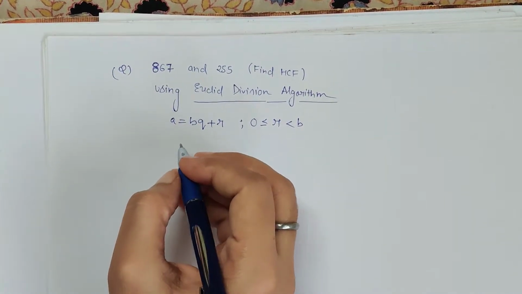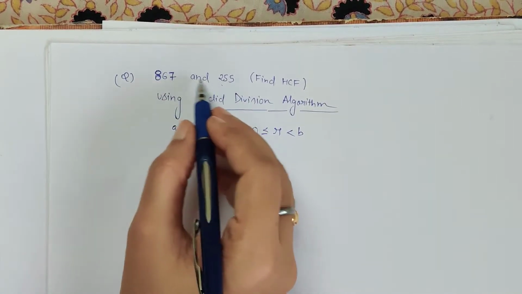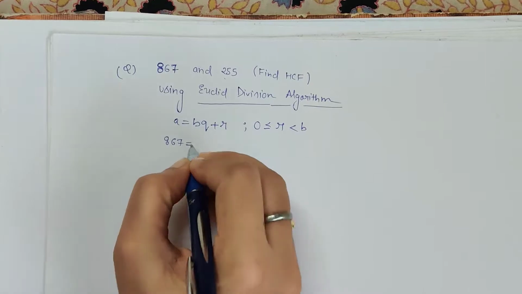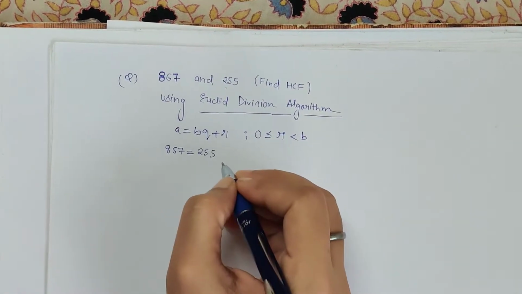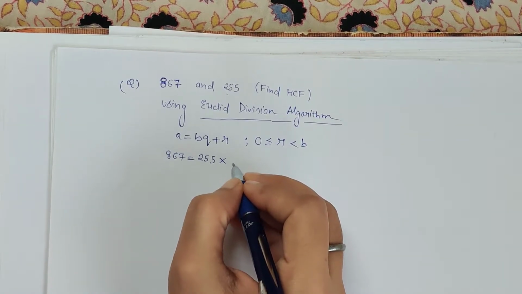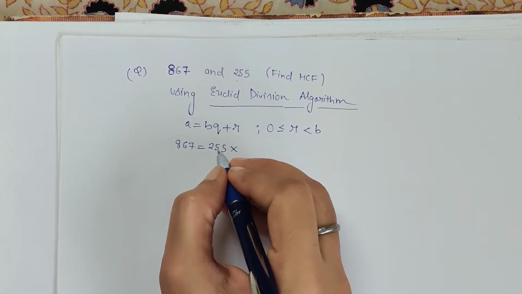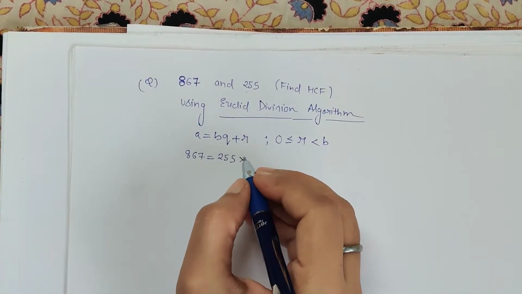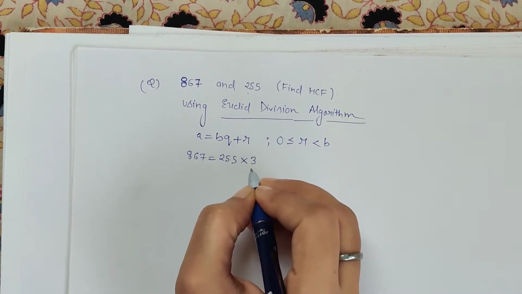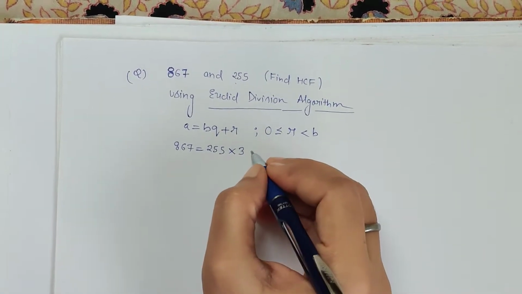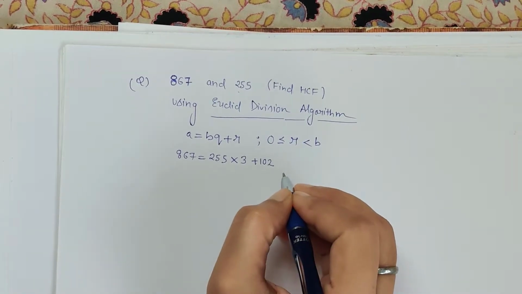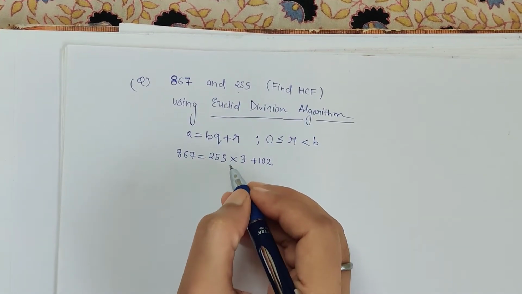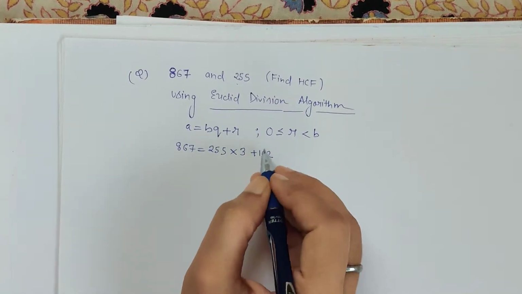So here we will be choosing A, the number which is larger. So A is 867. So here we will write 867 and B is the number which is smaller to it. Now we have to think by which number I should multiply 255 so that I get a number less than or equal to 867. So that number is 3. So if I multiply it by 3, the remainder I get is 102, isn't it? But we have to keep on repeating this procedure until we get the remainder as 0.